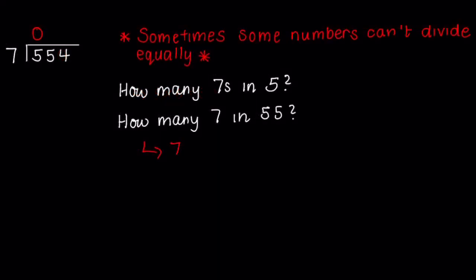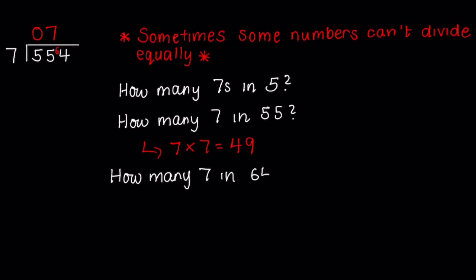And then we try 8 times 7, which gives us 56. But 56 is bigger than 55, so we have to put a 7 on top of the 5, because 7 times 7 is 49. But of course that leaves a remainder of 6, so you put 6 next to the 4. Now you need to ask yourself, how many 7s go into 64?